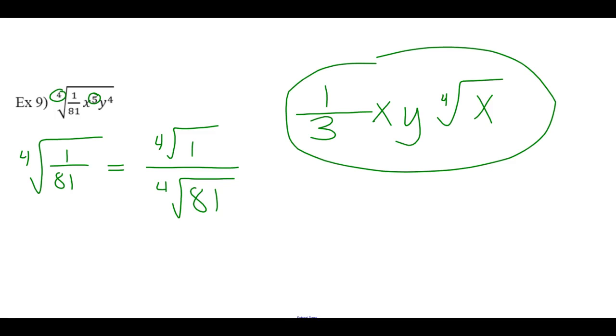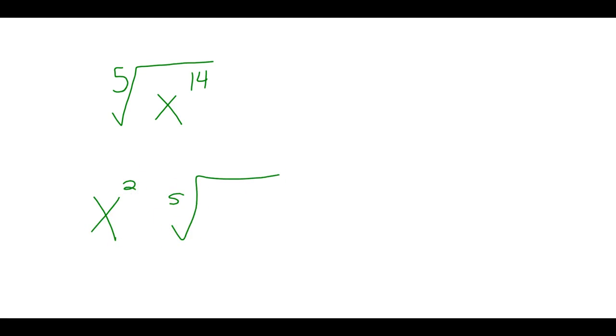So say I had the fifth root of x to the 14th. How many times does 5 go into 14 without going over? Twice. And then the fifth root of how many x's did not fit into a group of 5? x to the 4th. So you put the 4, however many didn't fit into a group of 5. There could be up to 4, right? Because what if that was a 15? Then it's a perfect fifth, and your answer would be x to the 3rd.